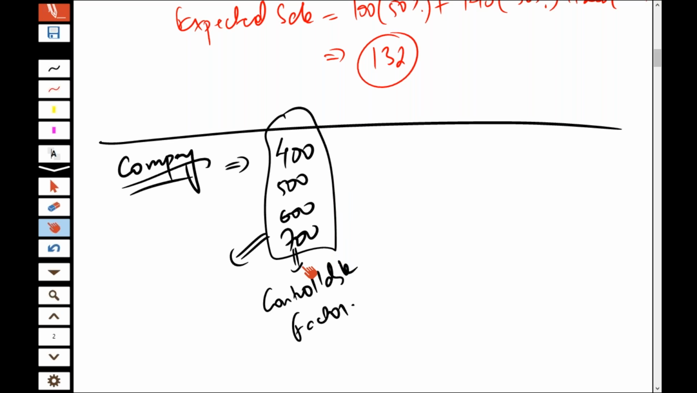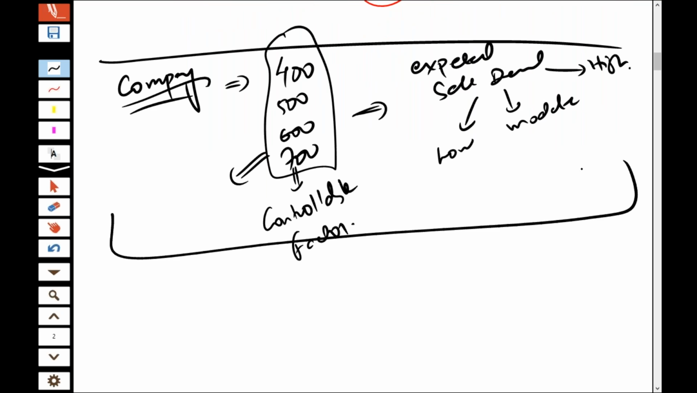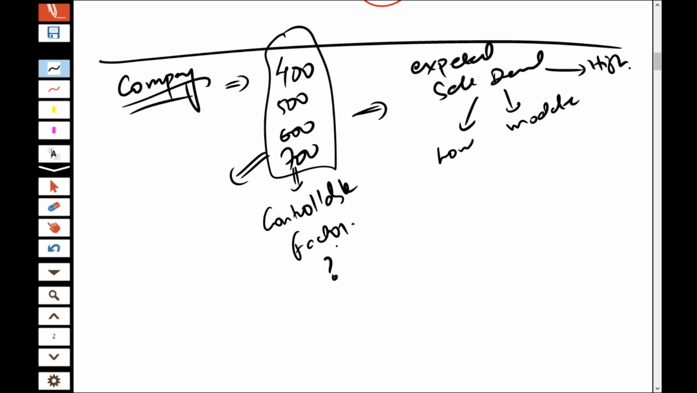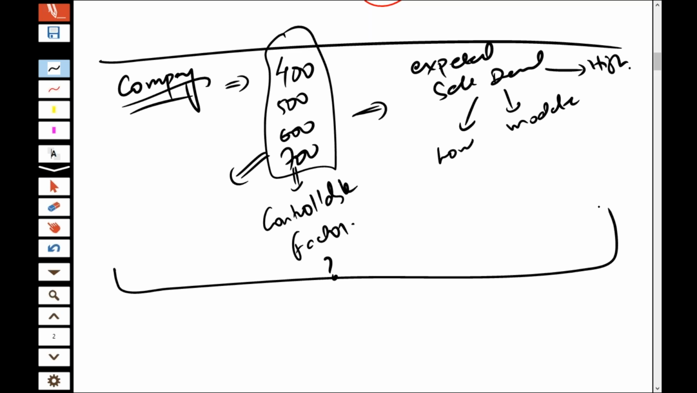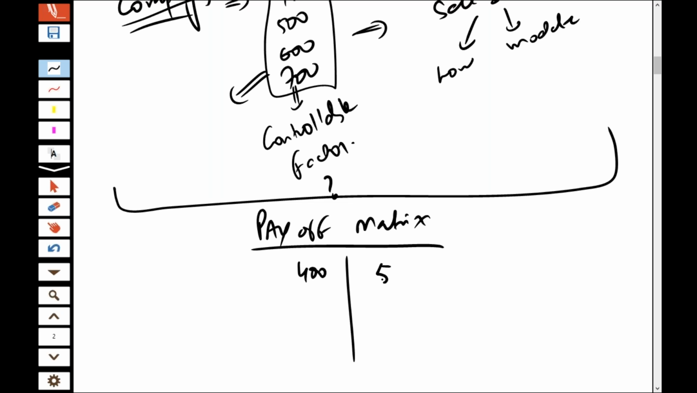Now, the next step is, you need to understand that the expected sales demand could be low, could be moderate, could be high. In such circumstances, if you have to decide which specific sales figure we are going to go for, what you need to do is ideally develop a payoff matrix. Now, what exactly do you mean by this payoff matrix? This payoff matrix would have these columns: 400, 500, 600, 700.